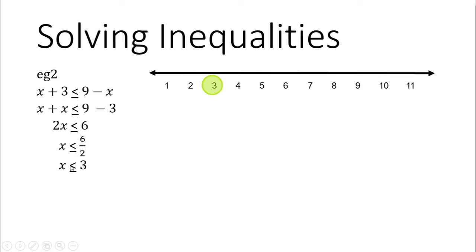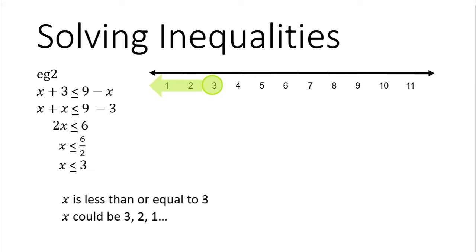And x is less than or equal to 3, so my arrow is going to go in the downwards direction from 3. So the value is smaller than 3. X could be any value less than or equal to 3. So x could be 3, 2, 1, and so on.